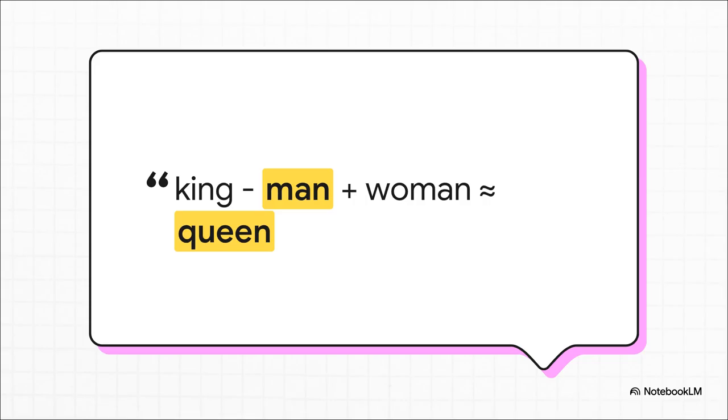Researchers found you could do math with these words. If you take the map coordinate for king, you subtract the coordinate for man, and you add the coordinate for woman, you land almost exactly on the coordinate for queen. This was huge. It meant these embeddings weren't just storing definitions, they were capturing the actual relationships between concepts.